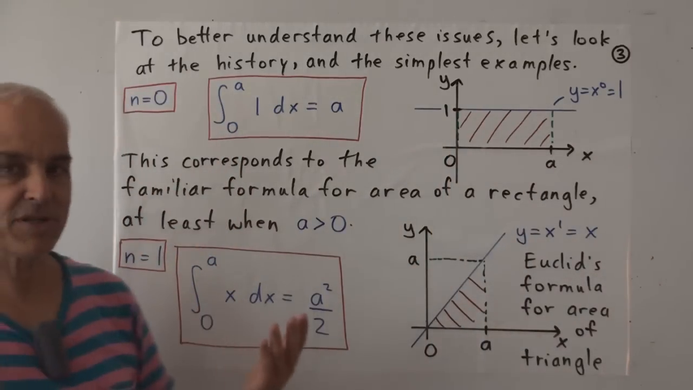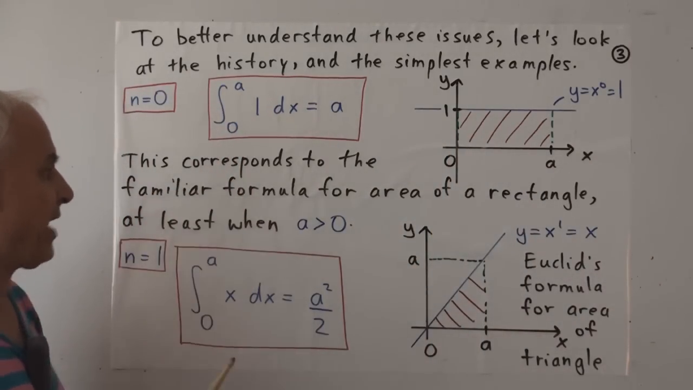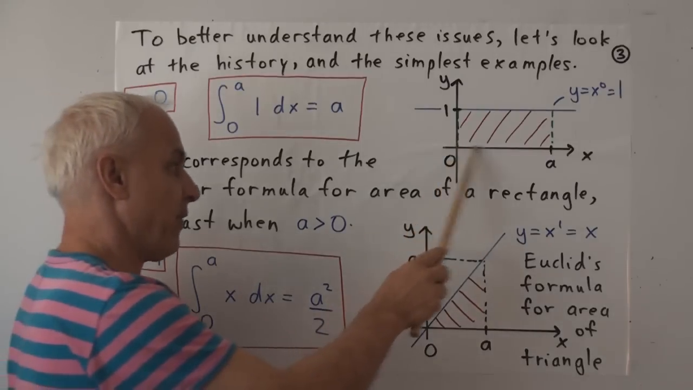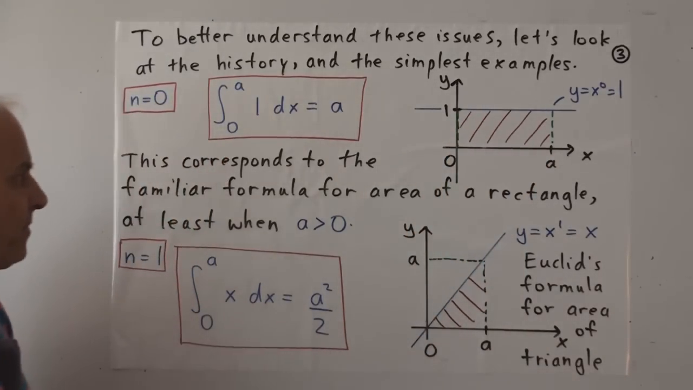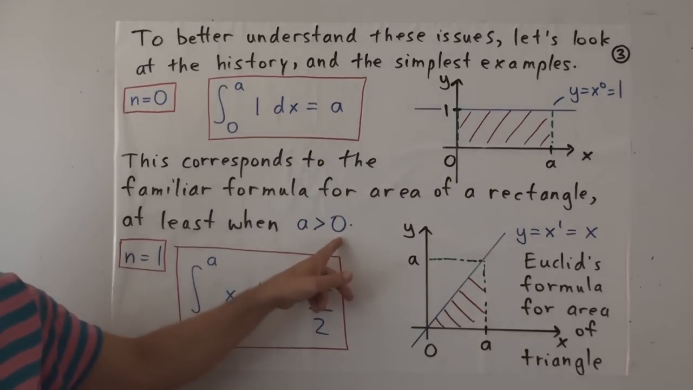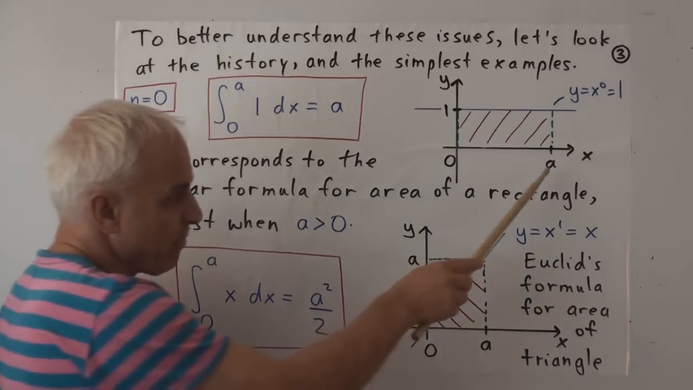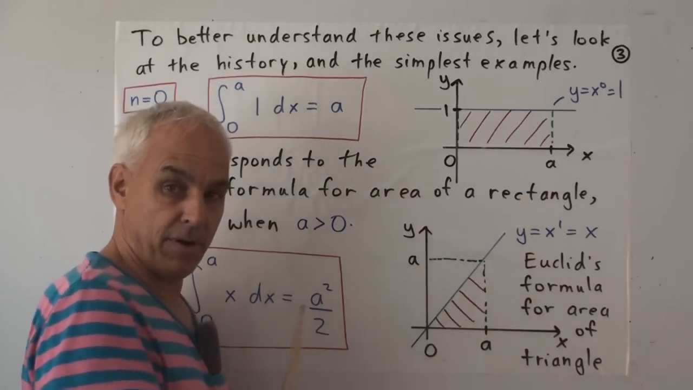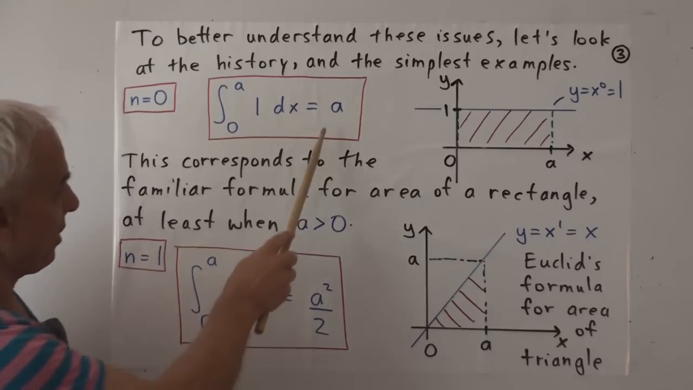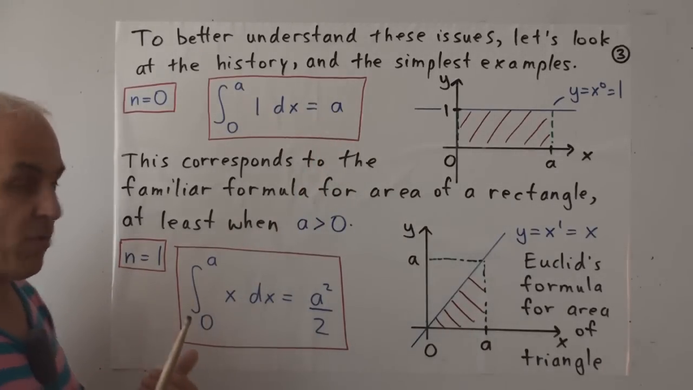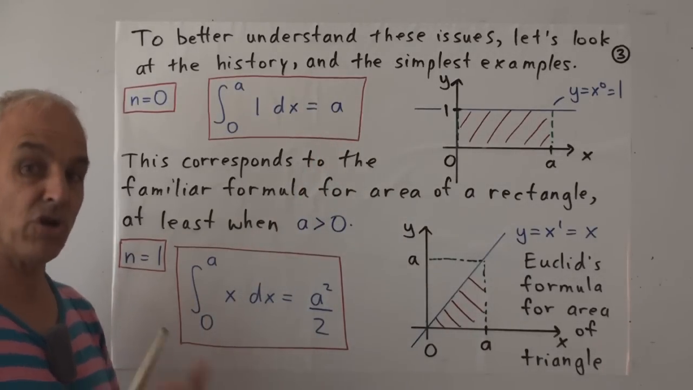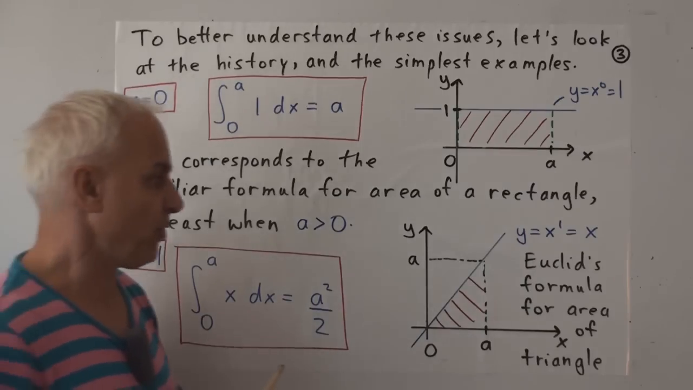Of course, that's the simplest kind of area. It's the area of a rectangle. And so the area we all know is the base times the height, a times 1, which is a. So the formula is obviously valid in that case, at least when a is positive. If this number a happened to be a negative number, well, then our area would actually have a negative value, and then maybe there'd be a little bit of a question about what the right interpretation of the integral is.